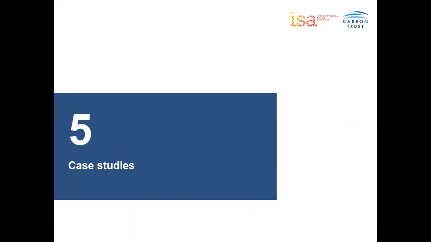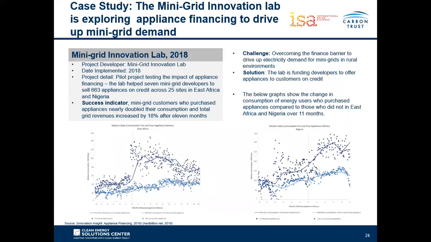Let's have a look at a few case studies in which these solutions were proposed and implemented and how successful they were at overcoming these issues. So the first case, the Minigrid Innovation Lab in 2018.